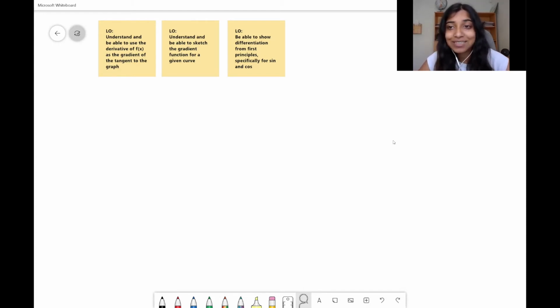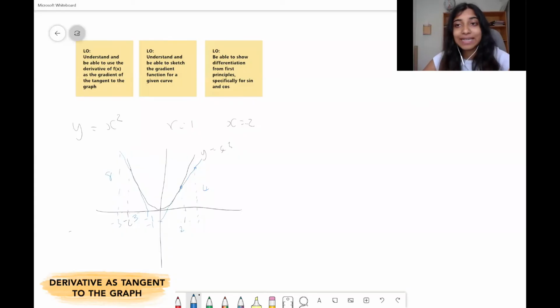But let's get started. So if we move on to the first learning objective, to be able to understand and use the derivative of f of x as the gradient of the tangent to the graph. So let's say you have a function f of x that's equal to x squared, and we want to find the derivative of that. The notation you use is f dash of x, that would just be equal to 2x. So if you don't remember how to do differentiation, make sure you review that lesson.